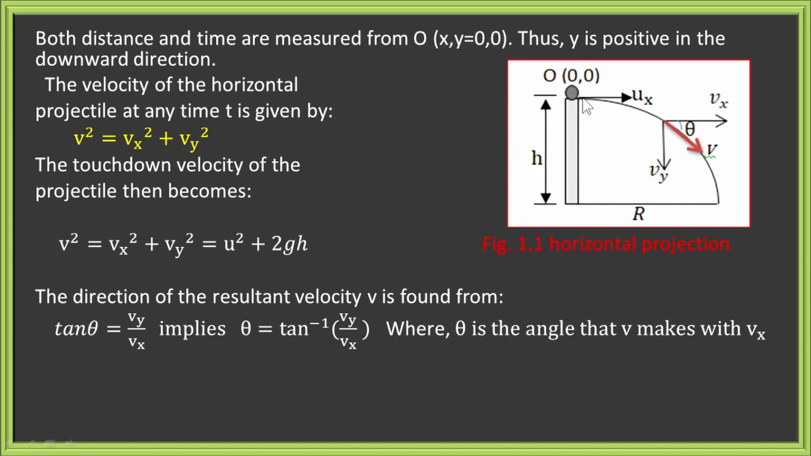The projectile follows a semi-parabolic path. This is the trajectory of the horizontal projection. Do you know why the projectile follows this semi-parabolic trajectory? Because gravity, or gravitational force, pulls the object downward.